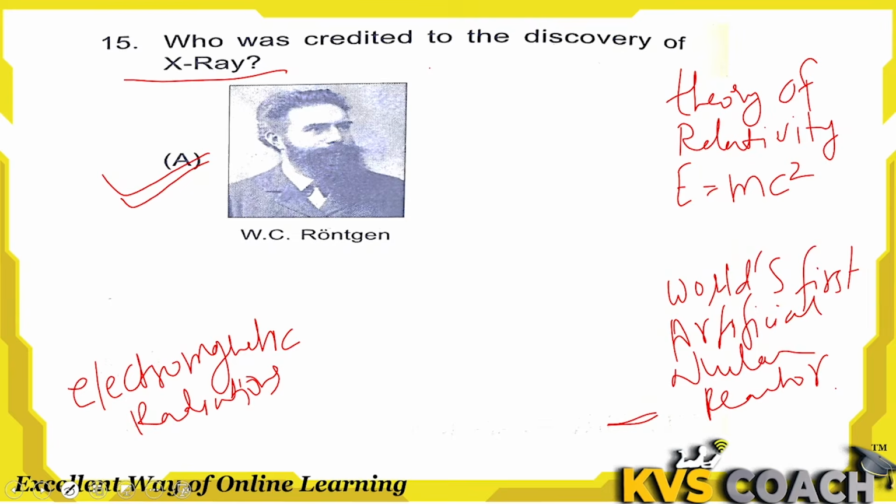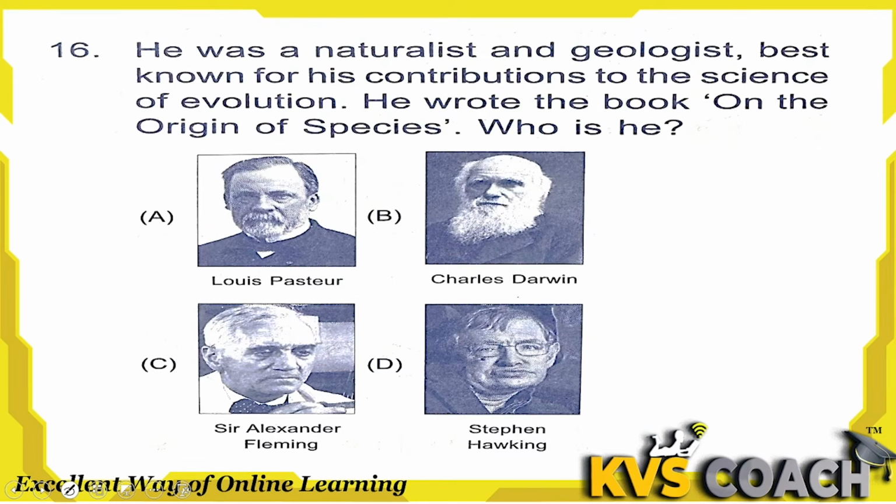Next question is, he was a naturalist and geologist, best known for his contribution to the science of evolution. He wrote the book On the Origin of Species. Who was this? This was Charles Darwin. Option B is the right answer here.